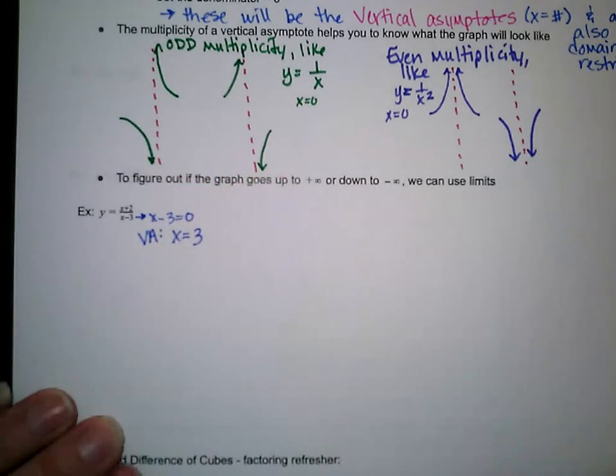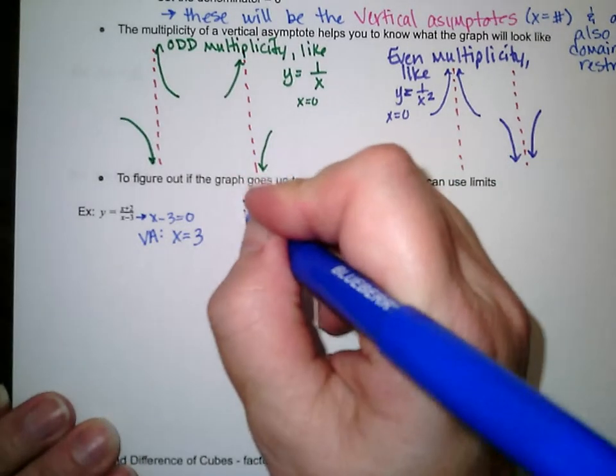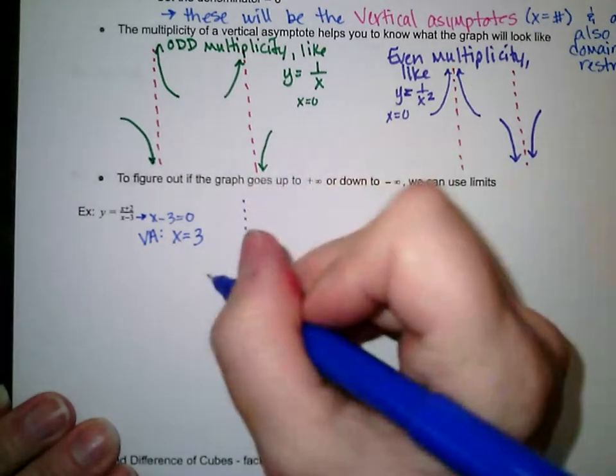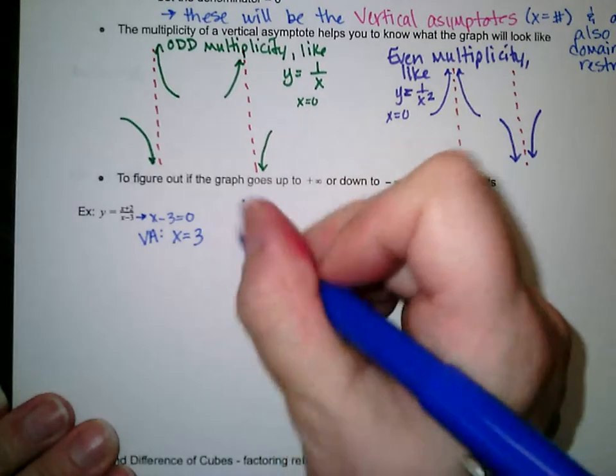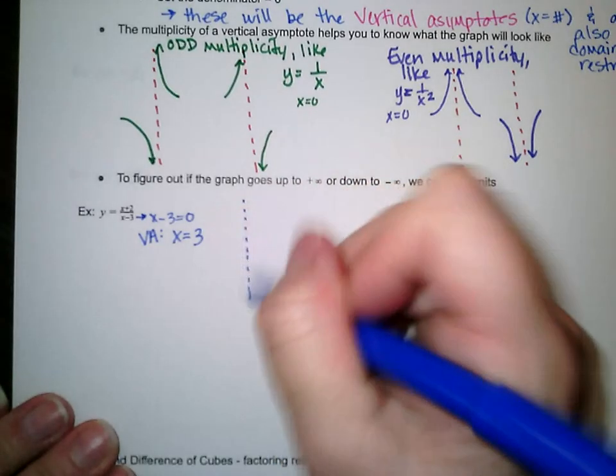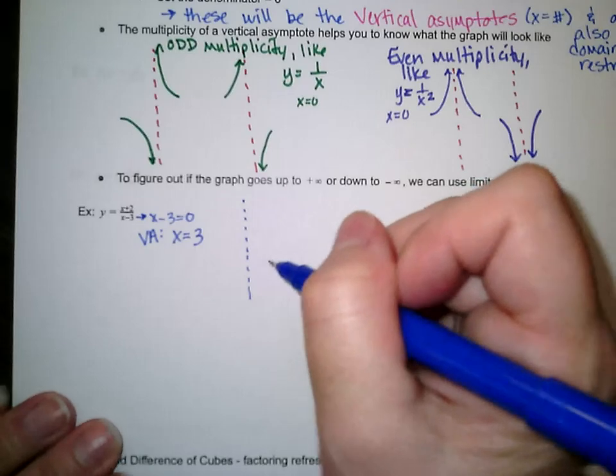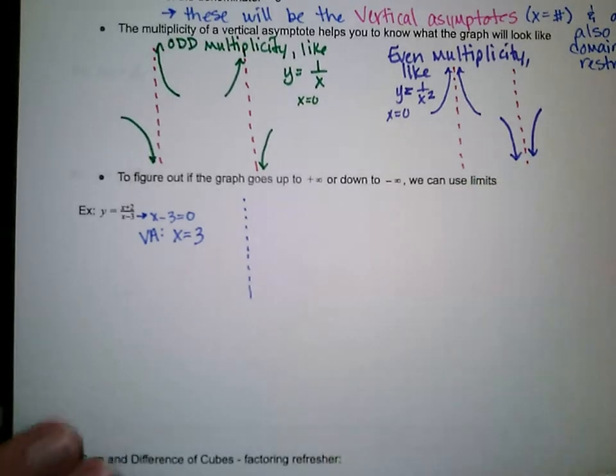Now I know that when my function gets close to x equals 3, it's either going to zoom up or zoom down towards positive infinity or towards negative infinity. And that happens on both sides. But we need to figure out which is which. So we're going to use limits.